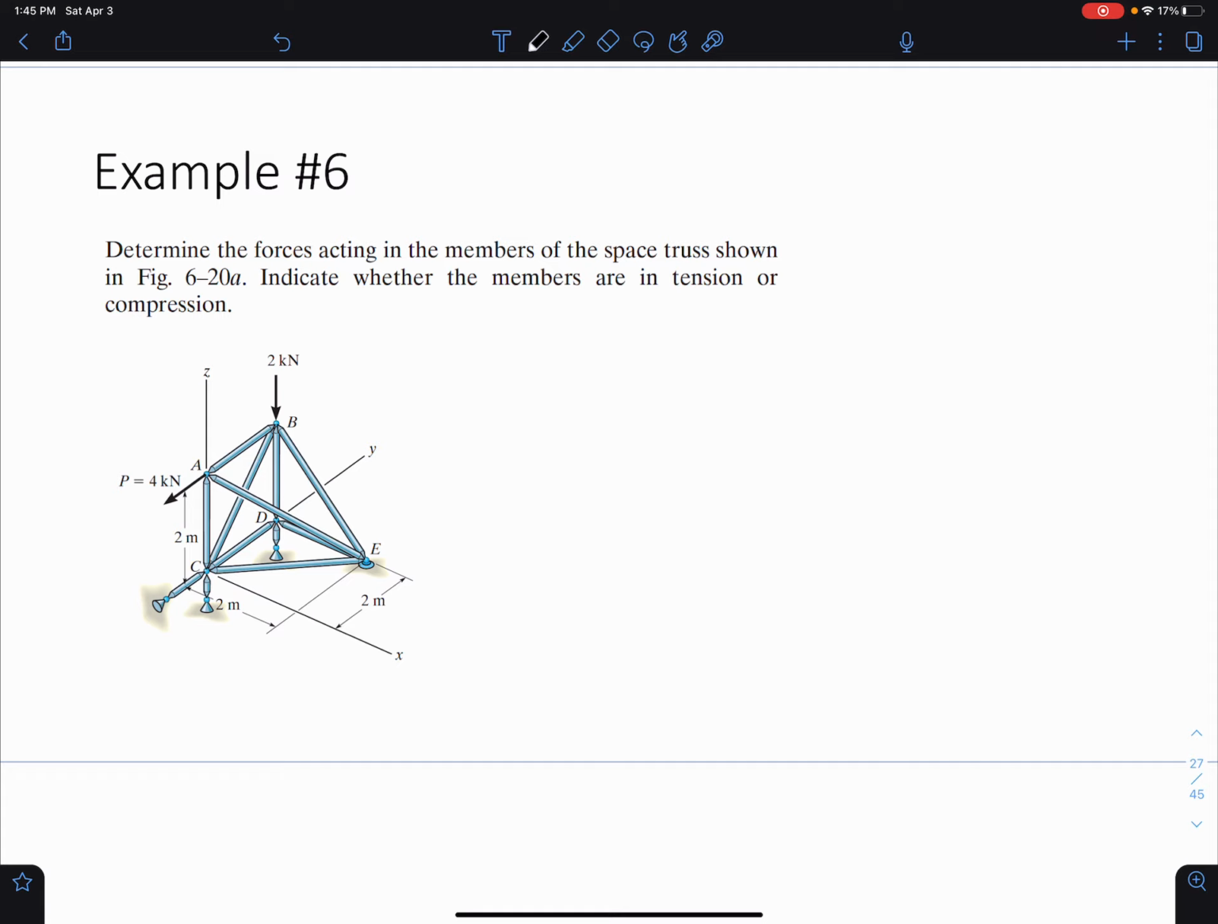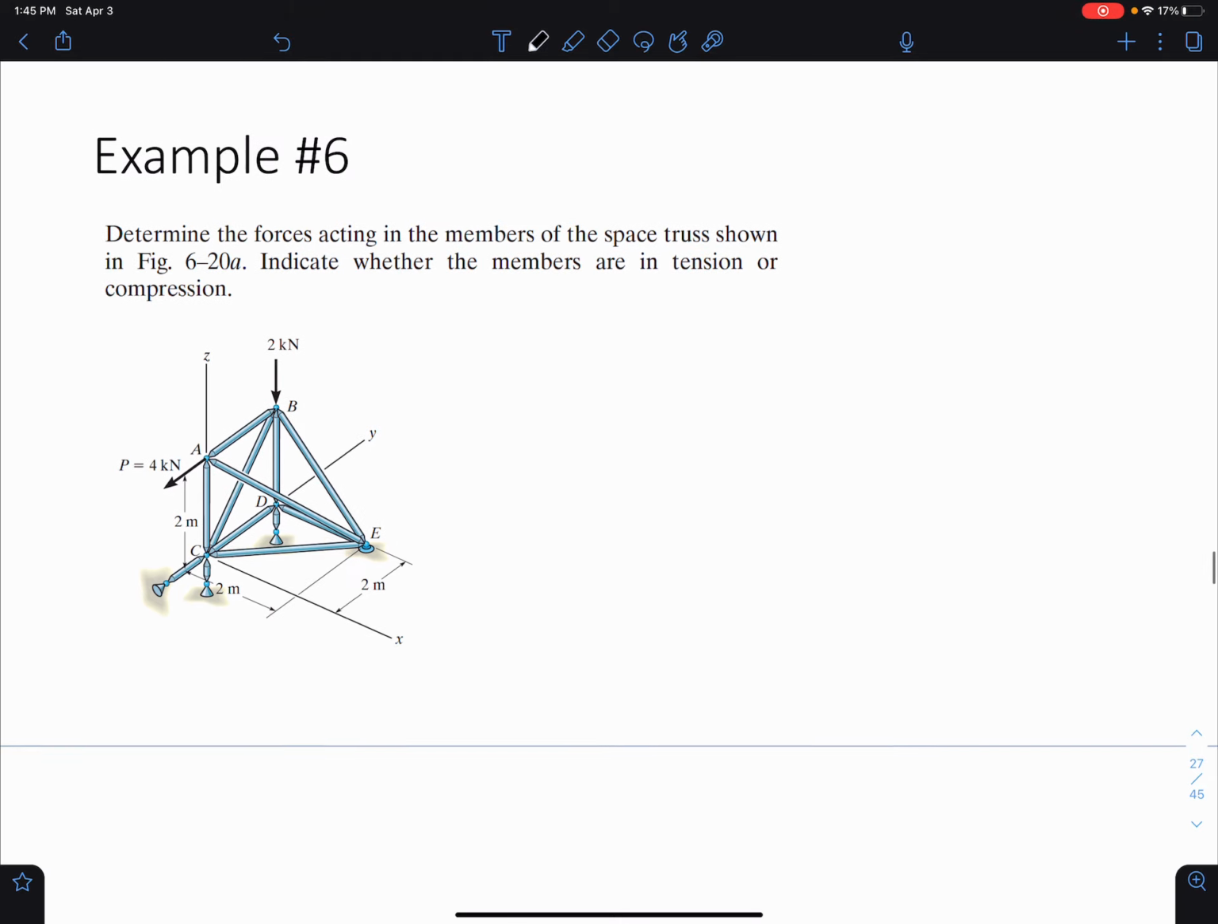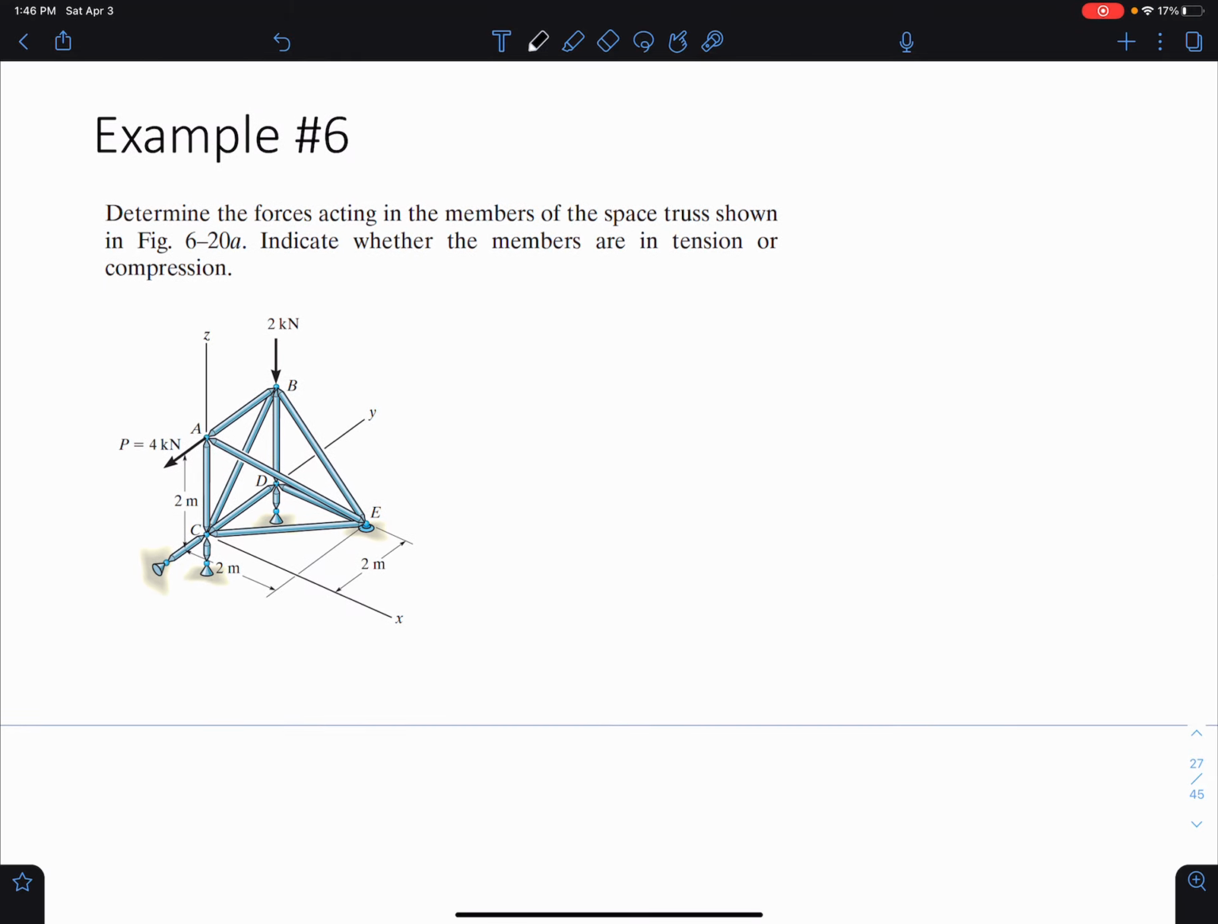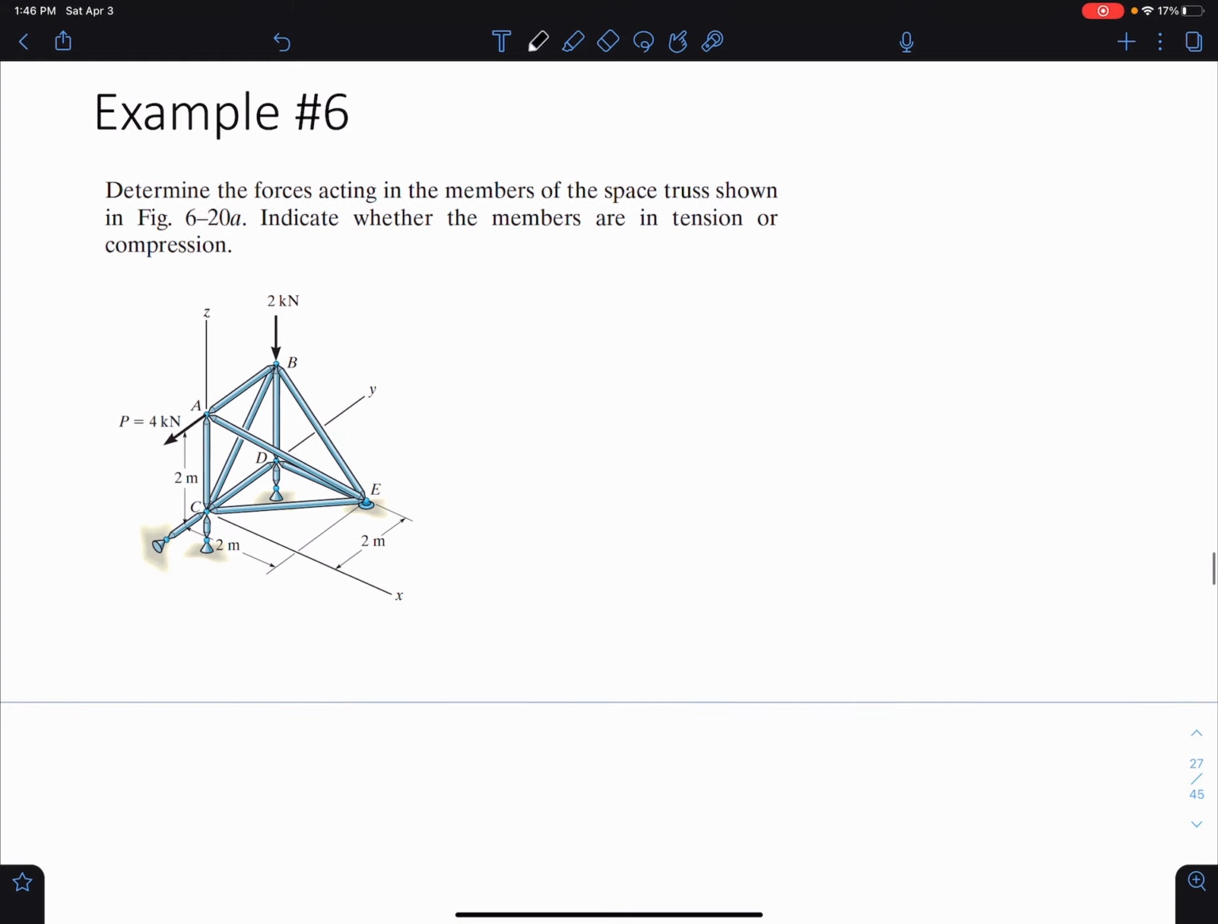Okay. So the first thing I'm going to do here, let's read what's happening. We want to determine the forces acting in the members of the space truss shown, and we want to indicate whether the members are in tension or compression. So we have a lot of stuff going on in this image here. What we're going to do is we're going to break it up per joint. So we're going to apply something similar to the method of joints here to solve this problem.